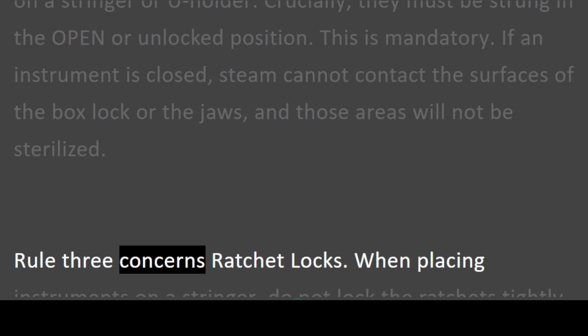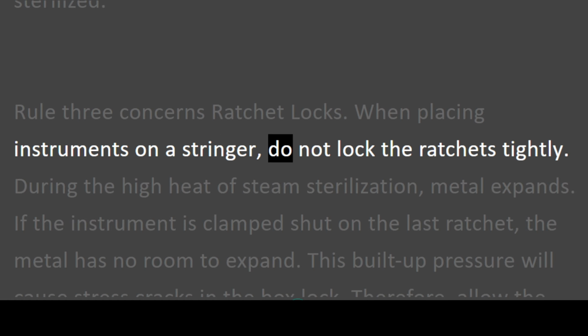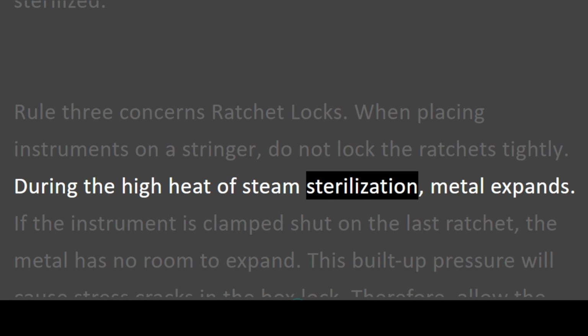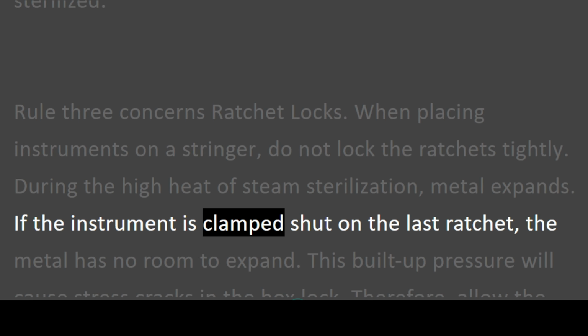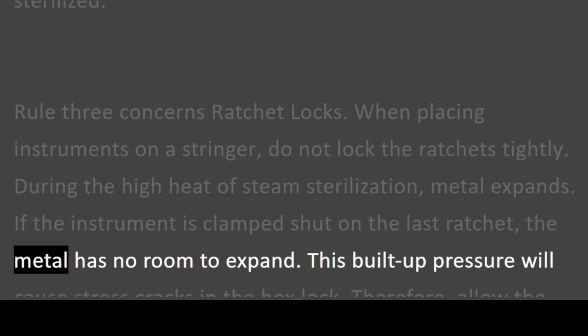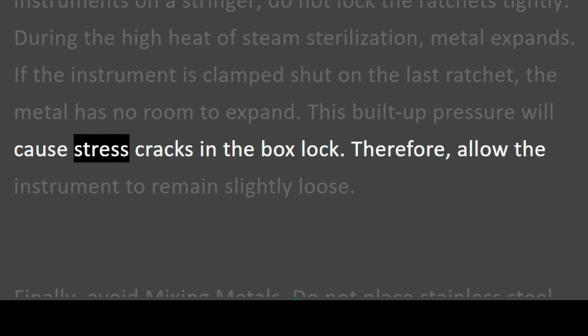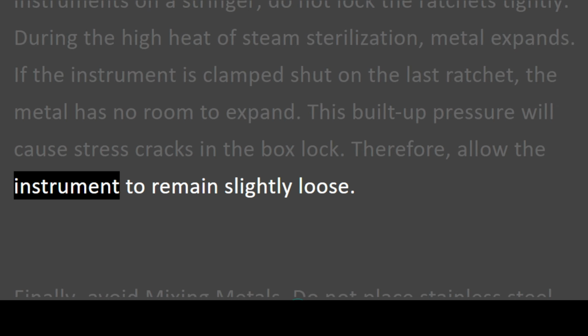Rule 3 concerns ratchet locks. When placing instruments on a stringer, do not lock the ratchets tightly. During the high heat of steam sterilization, metal expands. If the instrument is clamped shut on the last ratchet, the metal has no room to expand. This built-up pressure will cause stress cracks in the box lock. Therefore, allow the instrument to remain slightly loose.